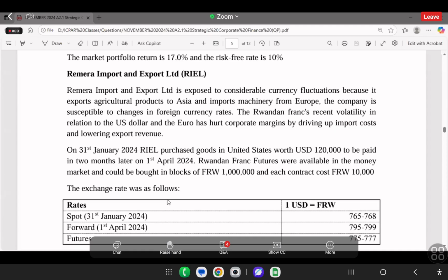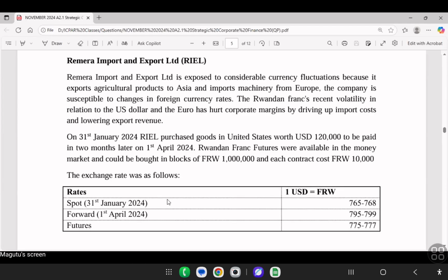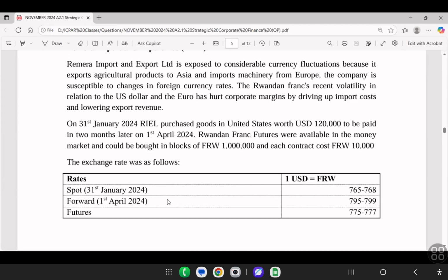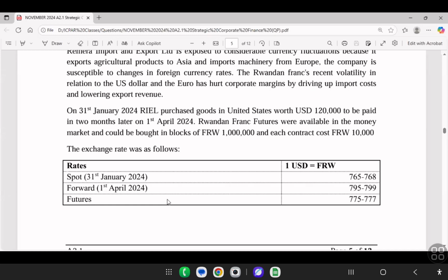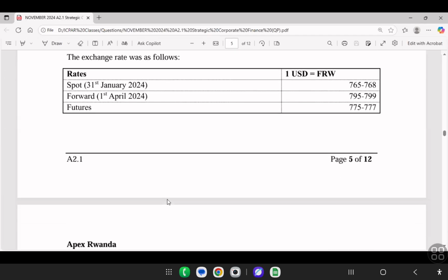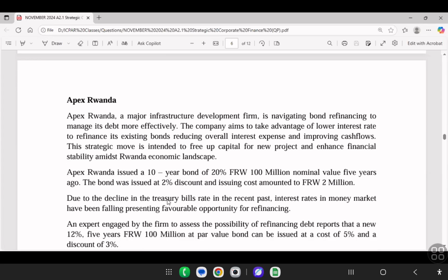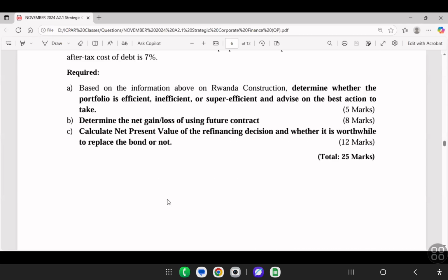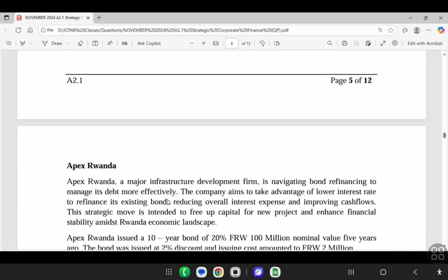On 1st January 2024, RIEL purchased goods in the United States worth 120,000 dollars, to be paid two months later on 1st April 2024. Rwandan franc futures were available in the money market and could be bought in blocks of Rwandan francs 1 million, and each contract cost 10,000 Rwandan francs. We are given the exchange rates, the one United States dollar per Rwandan franc: the spot exchange rate on 1st January 2024, the forward on 1st April 2024, and also the futures. The question reads, determine the net gain or loss using the futures contract.